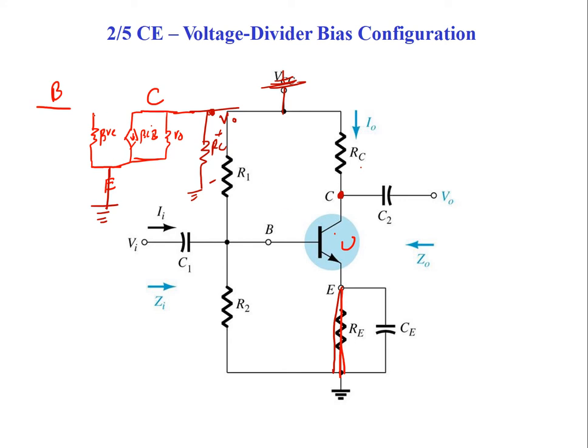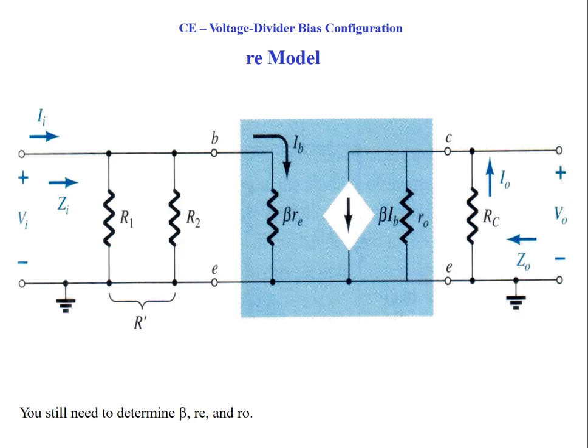Coming to the base side, you have two resistances, R1 and R2, which are in parallel. So we can make it one resistance, R1 parallel with R2. Then we have the input here. This is our input side, that will be our Zin. This is our output side, that will be our output impedance. So if you look at the clean picture, it will look like this.